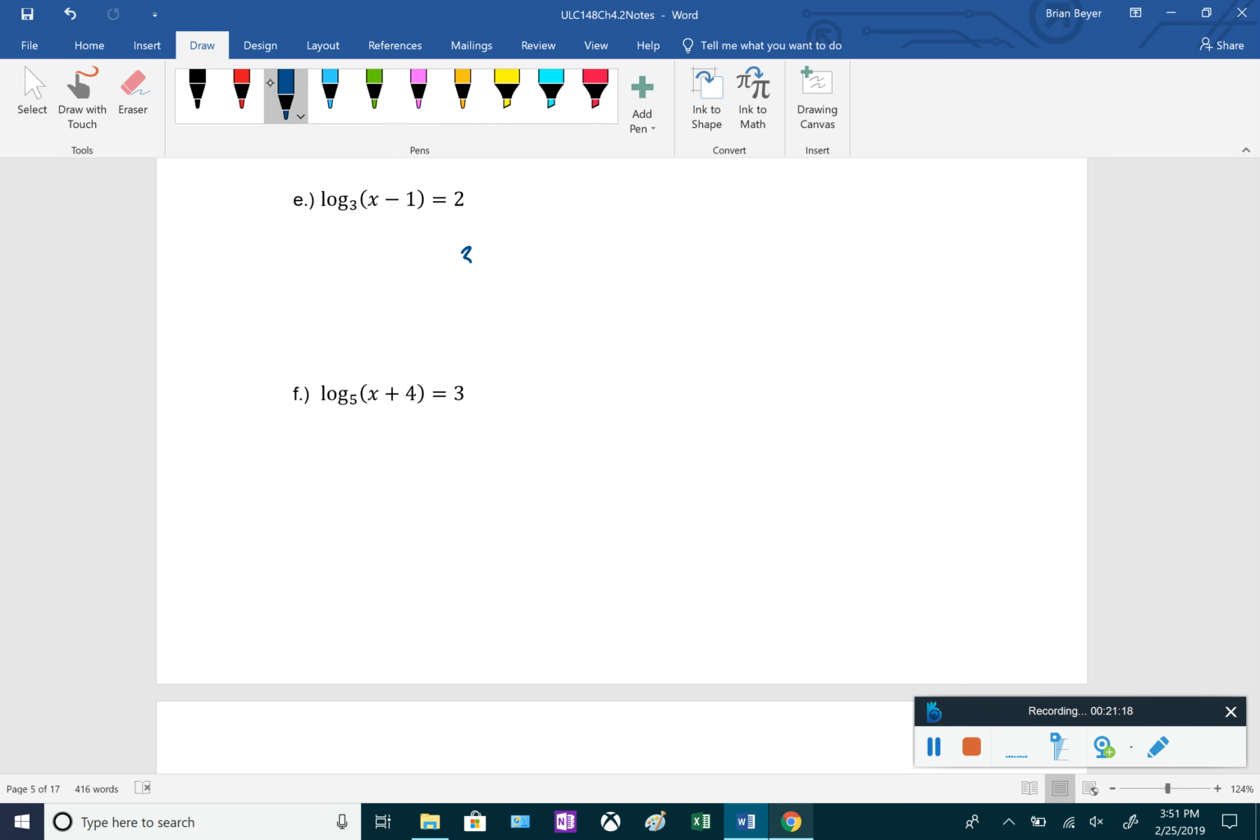It's going to be base 3 squared equals x minus 1. Obviously looks a little different only because the input is x minus 1. It's a binomial this time, which is fine. So this is going to be 9 equals x minus 1. So linear equation, we have to add 1 to both sides, so we get x equals 10. So 9 plus 1 is 10, cancels with the x minus 1 on the right.